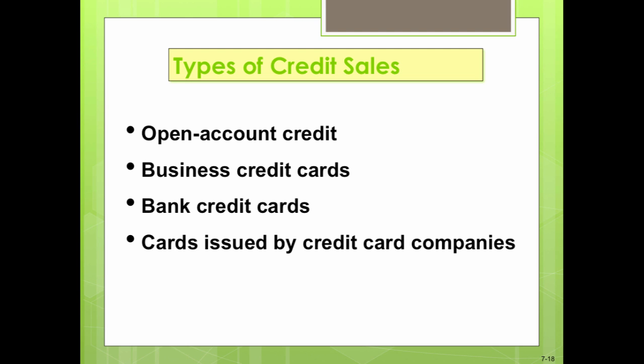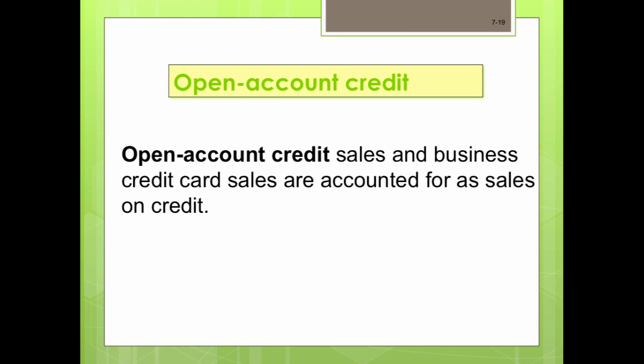The four most common types of credit sales are open account credit, business credit cards, bank credit cards, and cards issued by credit card companies. You should become familiar with what each one is and how to account for each type of transaction, especially if it is something that you are considering for your business. Sales to customers using bank credit cards and cards issued by credit card companies require special accounting procedures, okay?